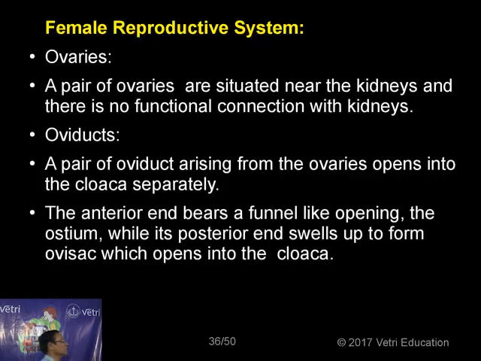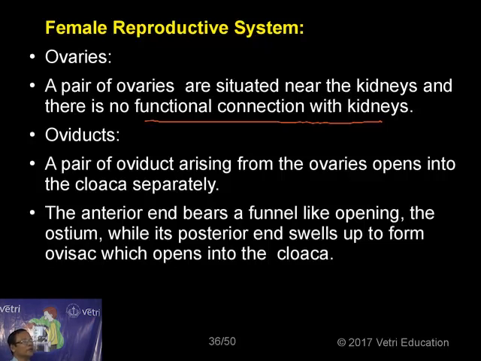There is no functional connection with the kidneys, though they are found attached to the kidney by means of peritoneum. In the male you have a functional connection because of the presence of the tubules, the vasa efferentia. Here there is no functional connection between the ovaries and the kidney. The ovaries are multilobed structures normally found over the kidneys, but there is no functional connection between the kidney and the ovaries.